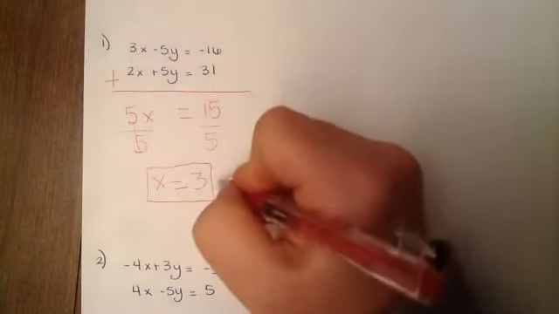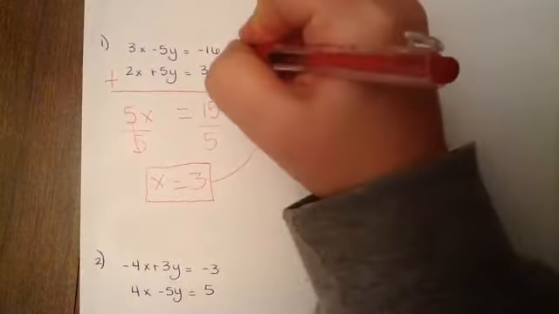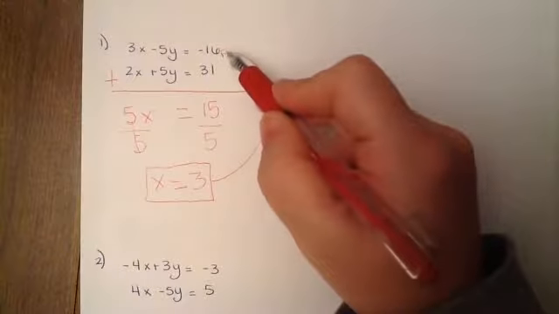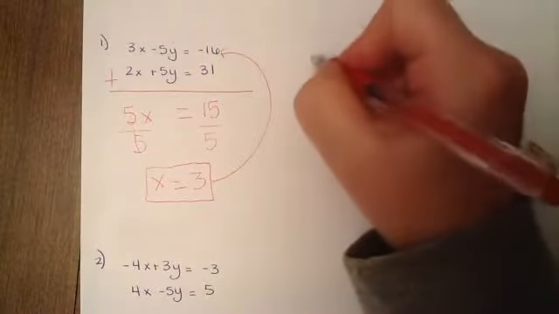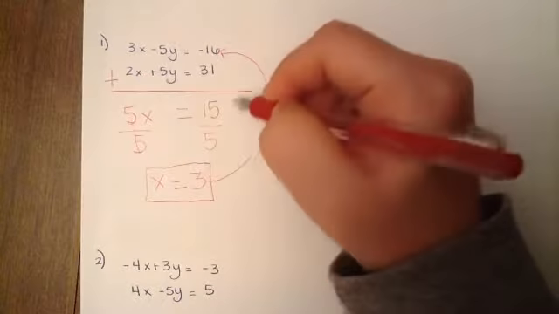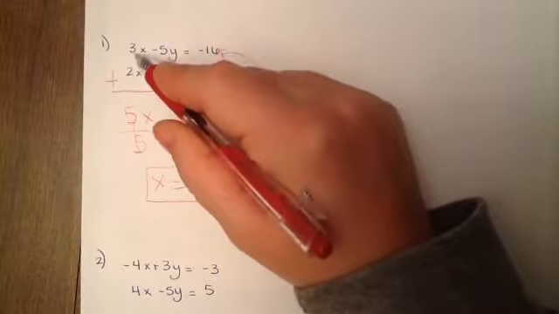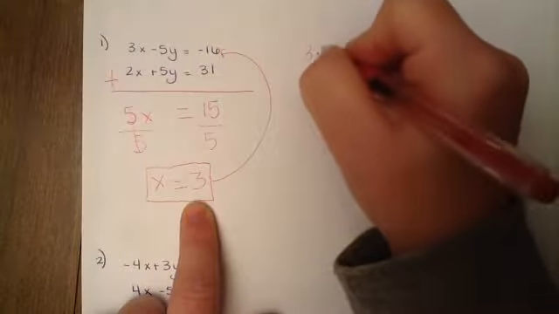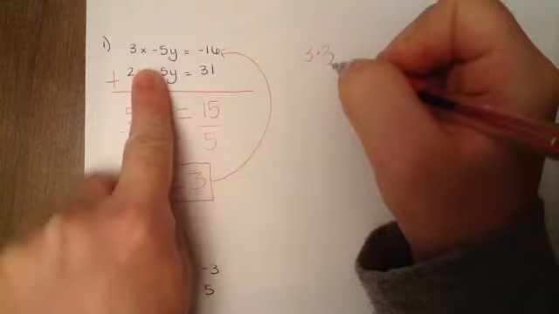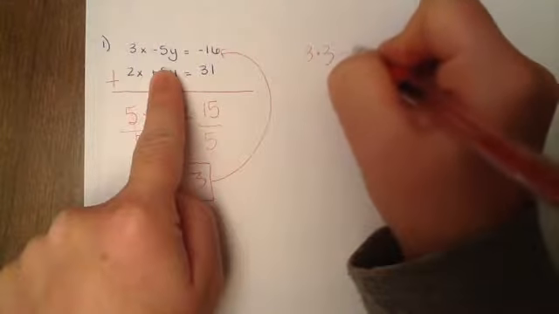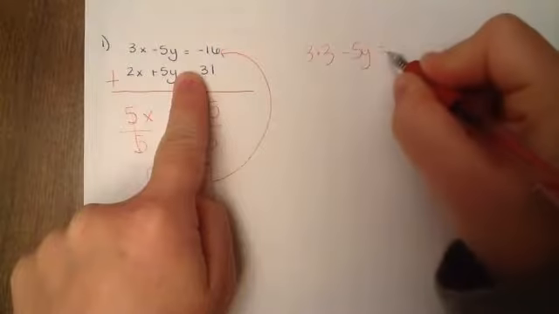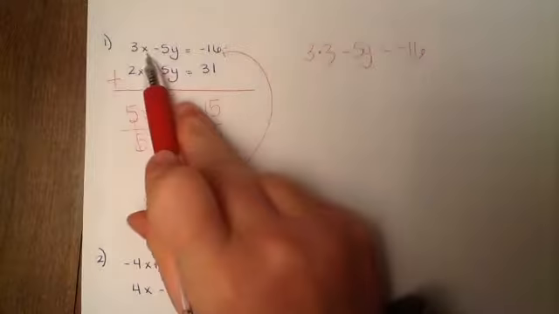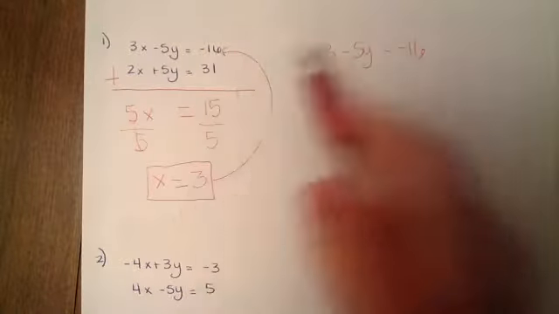The next thing you need to do is take this answer and plug it back in. Now it can go back to the top, to this one here. Sometimes I think it's easier to always go back to the top so you have a pattern. So I'm going to plug this back in for x. So I have 3 times x, or 3 times, what's our x? 3. Finish it off. Minus 5y equals negative 16. So we took our variable that we found and plugged it back into the top equation.